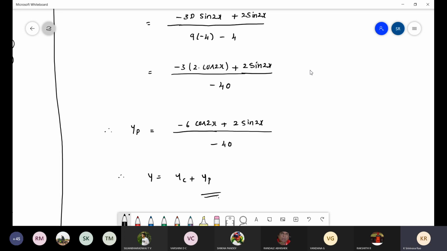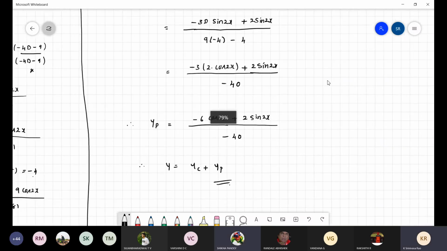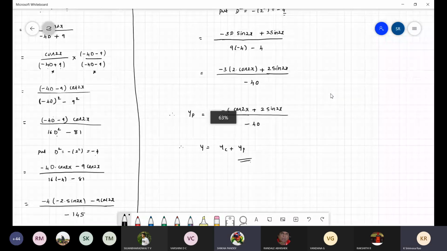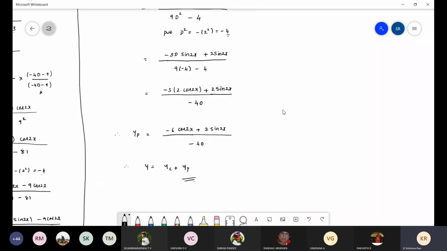I hope you understand this procedure for Type 2 problems. Any doubt, sir? Should we not cancel the negative sign in the denominator? Yes, you can cancel, no problem. But if you keep it as it is, also no problem. You can take 2 common and cancel. Otherwise, you can keep it as it is.